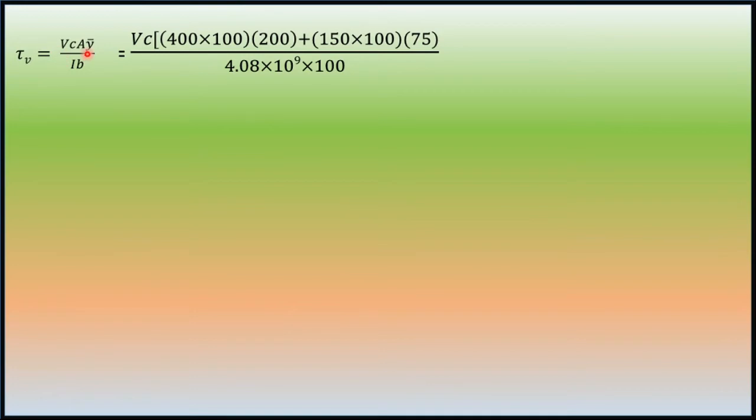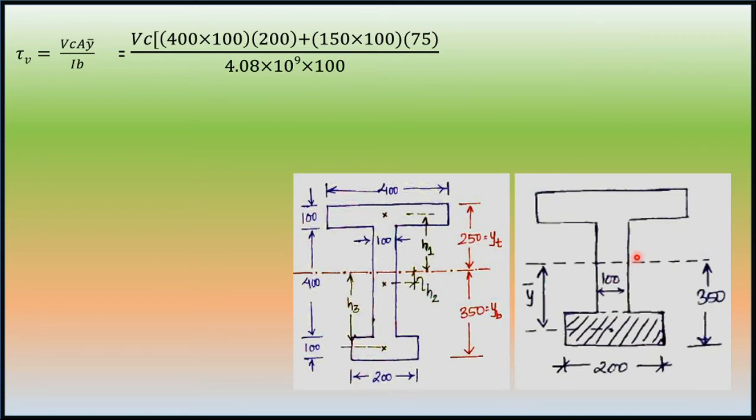Tau v is equal to Vc A Y bar by Ib. This part is in the upper junction which we are going to consider now, at the CG of the section. Above the CG of the section, the whole element is considered now. So Vc is known to us, that is 100 kilonewton, that is 1 lakh, and area.